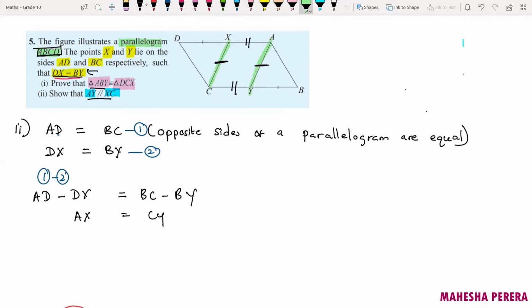these are corresponding sides of these two congruent triangles.